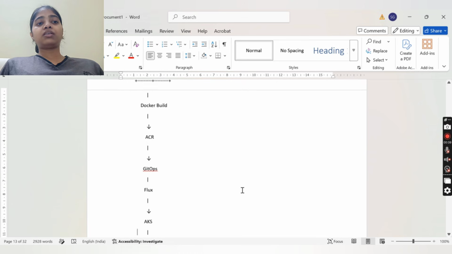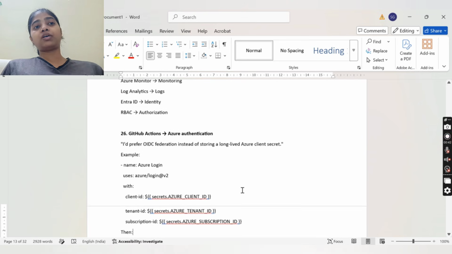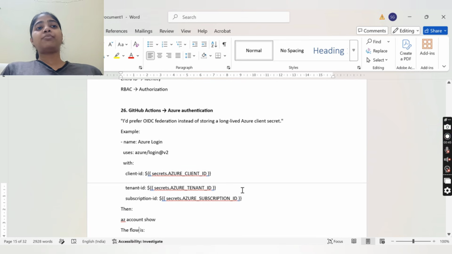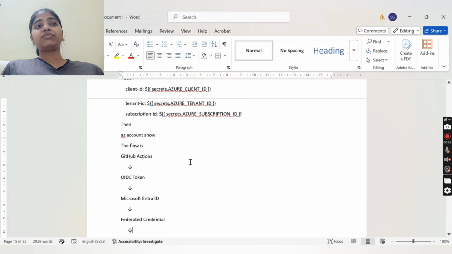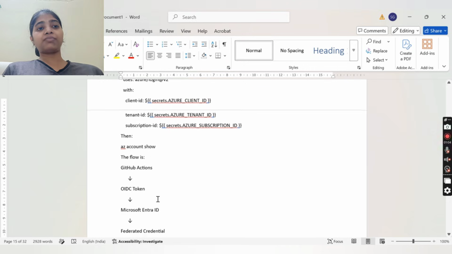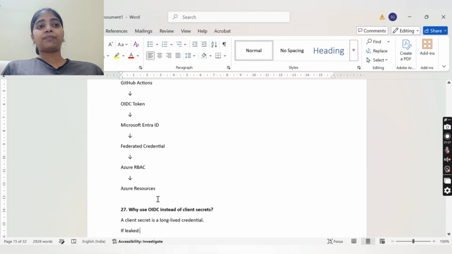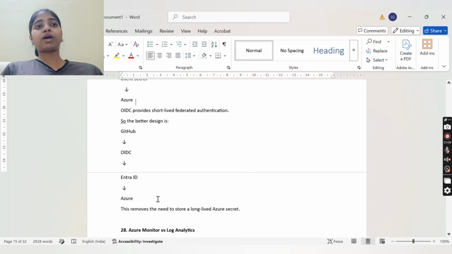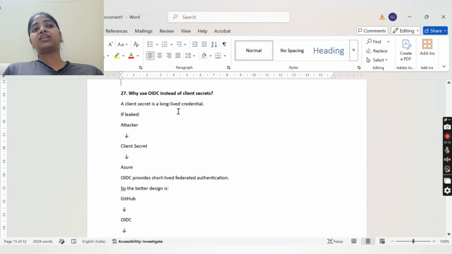With GitHub Actions, how will we do Azure authentication? I prefer OIDC federation instead of storing a long-lived Azure client secret. How is it done? The flow is an OIDC token. The token will be created using the client ID, tenant ID, and subscription ID, and that token is for one-time use, and then we can run our pipeline. Why use OIDC instead? Because a client secret is long-lived and we have to rotate it, but OIDC is short-lived federated authentication.